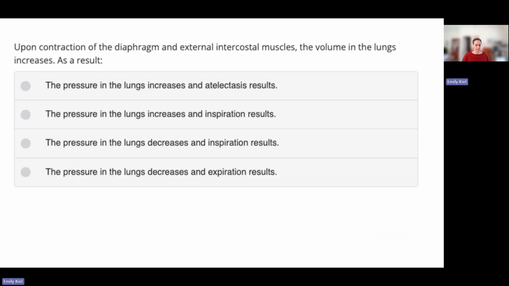So take a minute to look at this question and then choose the right answer. I hope you realize that as the diaphragm and external intercostal muscles contract and the volume in the lungs increases, according to Boyle's law, the pressure is going to decrease and we're going to have inspiration. Make sure that you understand this really well. This is going to be important.